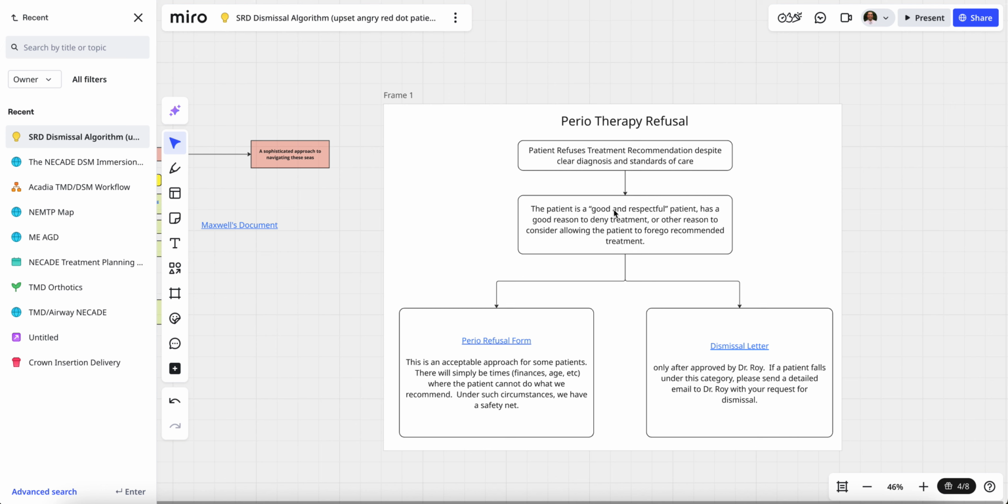Now let's just say this patient is a good and respectful patient, the kind of person who you kind of want to bend the rules for, but you know you can't do that because the dental board won't allow us to do that. But let's just say a patient falls into that category. They also have a good reason to deny treatment. A 99-year-old with three 7-millimeter pockets in one quadrant, and we're trying to push them to do scaling or root planing when they've had them there for 15 years.